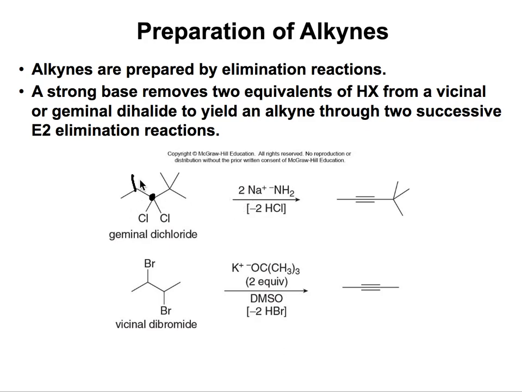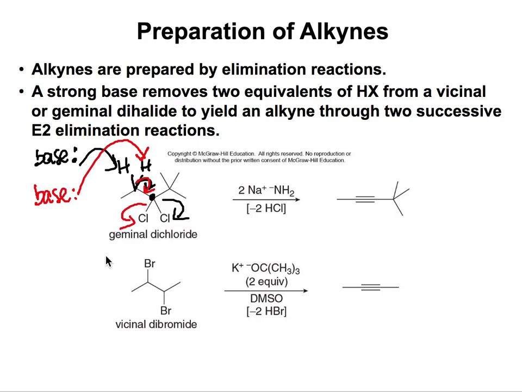And so here we have two H hydrogens. The first one will be taken away by the base, and one of the chlorines will leave. That will give us the double bond, and then another equivalent of the base will come, get the other H, also collapse, and then the other Cl can leave, and that's how we get the alkyne.